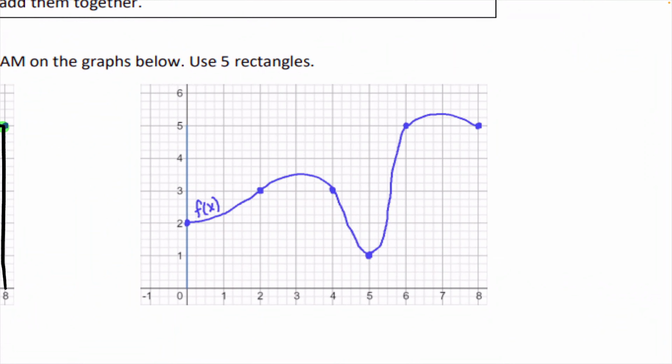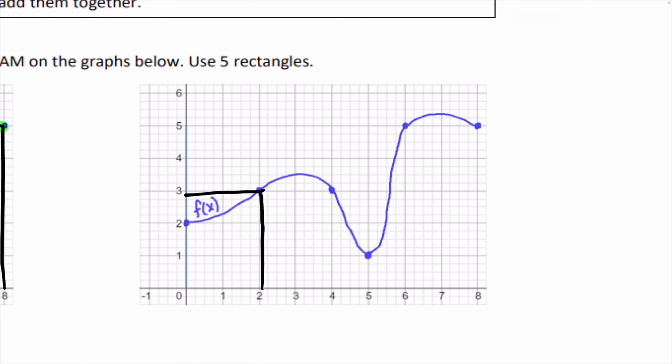Because the top, we're not going this way. I'm not going this way and then coming back over. That's an RRAM. I need the left side. So the left side starts over here and it goes up to 2, and that's where it's going to touch. And it goes over to 2 because that's where the next dot is.